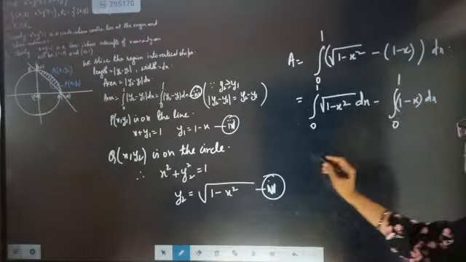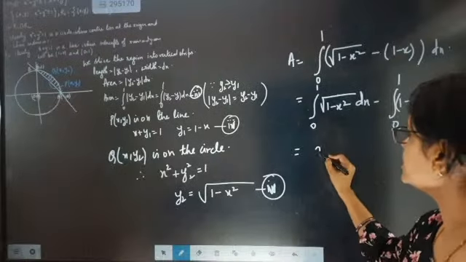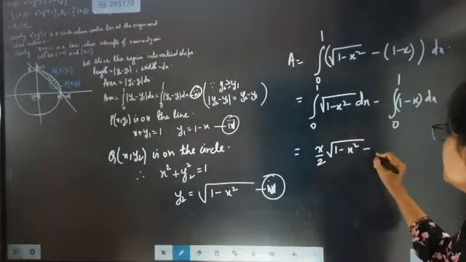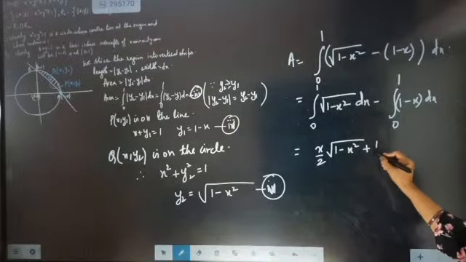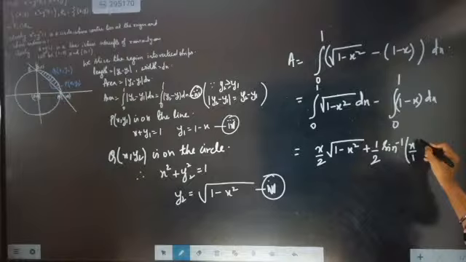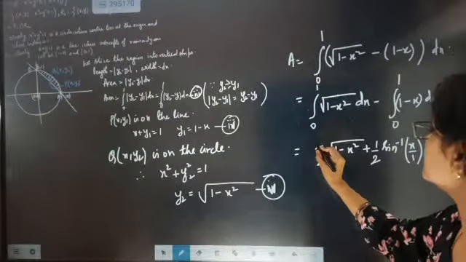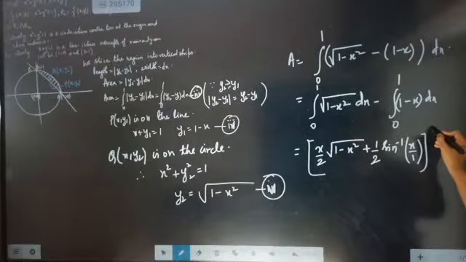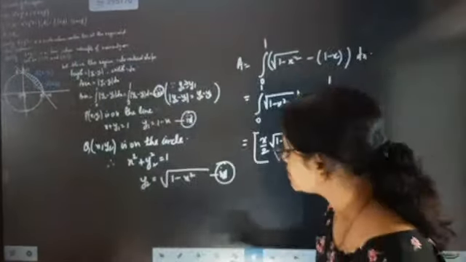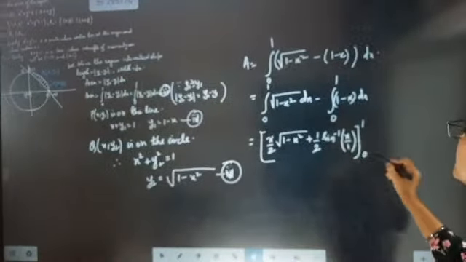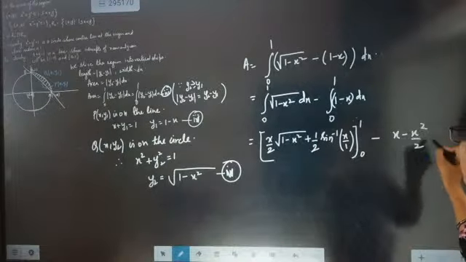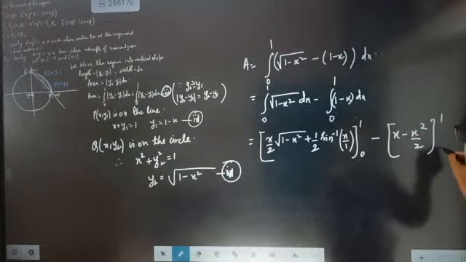It is coming 0 to 1. So now it is going to come as x by 2 root under 1 minus x square, plus 1 by 2 sine inverse of x by 1, between 1 and 0. Anyone tell the answer? What answer is exactly going to come? Minus, it is going to come as x minus x square by 2, between 1 and 0.